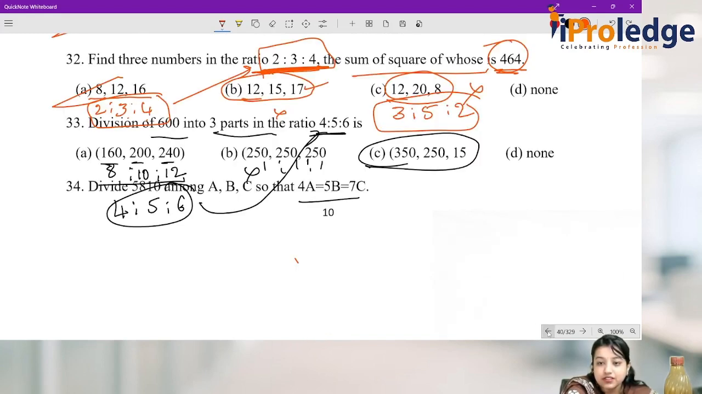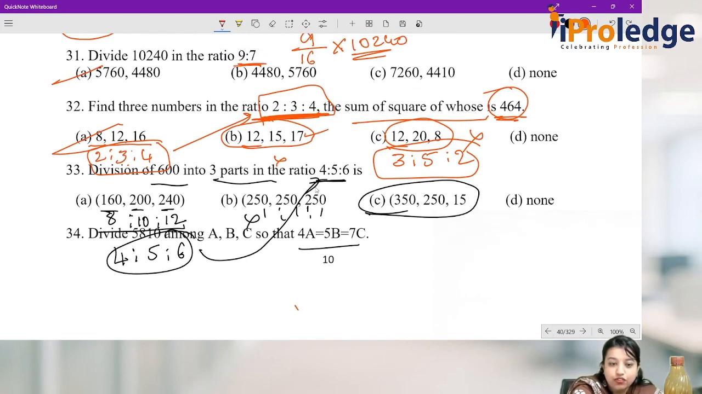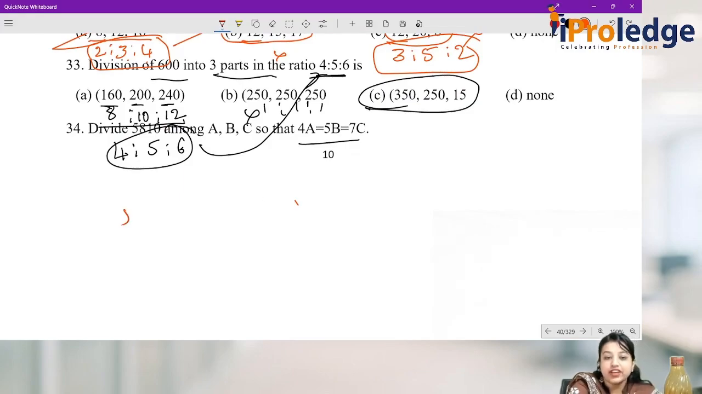Yeah, listen, Varshini. So 34, we have 5810. So this 5810 rupees is divided among 3 people. Okay, they have not given the ratio here, at what ratio they have divided the 5810.